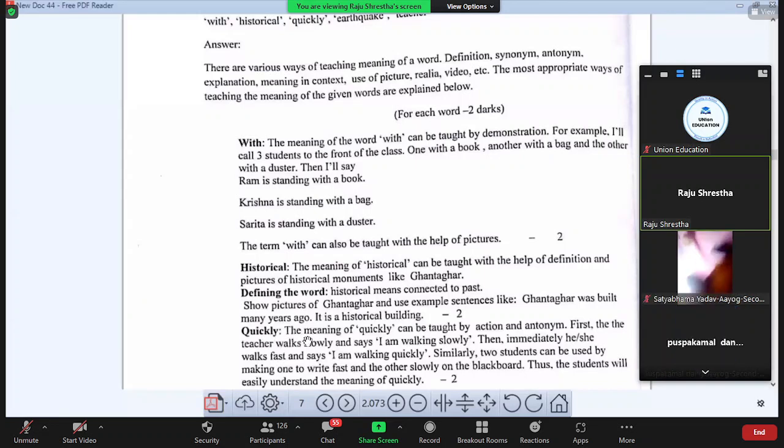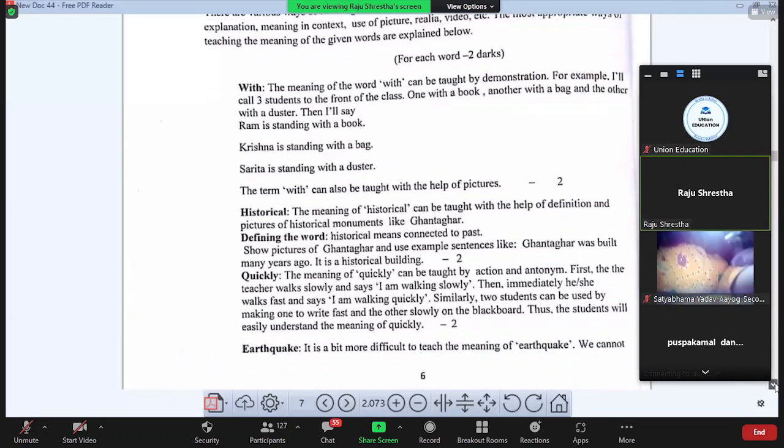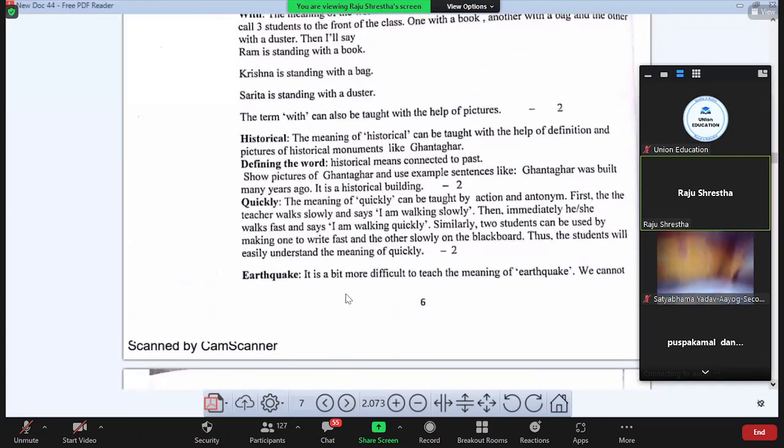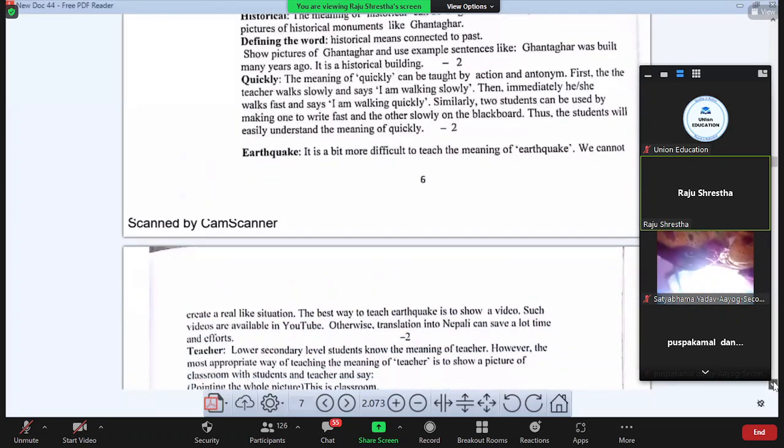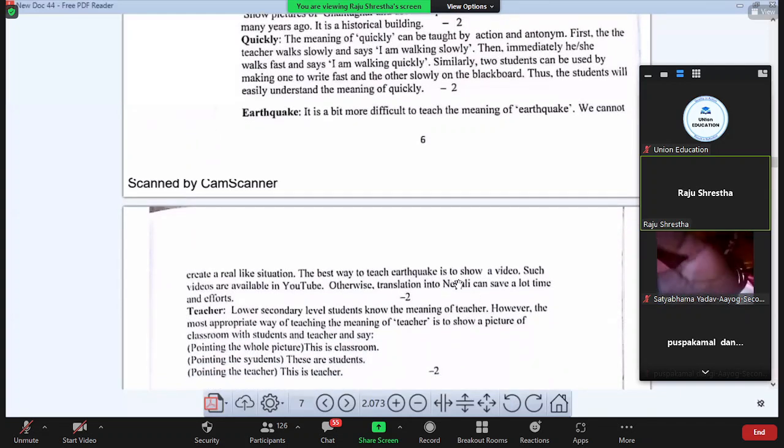Example. Quickly, the meaning of quickly can be taught by action and antonyms. First, the teacher walks slowly and says, I'm walking slowly. Then immediately she walks fast and says, I'm walking quickly. So through action also we can teach. Earthquake, it is a bit more difficult to teach the meaning of earthquake. We cannot create a real life situation. The best way to teach earthquake is to show a video. I already said video. Such videos are available on YouTube. Otherwise, translation into Nepali can save a lot of time and effort.